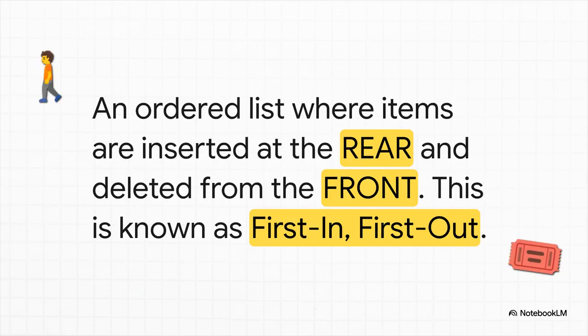Okay, so now let's completely flip that logic on its head. This time, instead of a stack of plates, think about a line at a checkout counter. The first person who gets in that line is the first person who gets to check out. This is a queue, and its principle is, you guessed it, first in, first out, or FIFO. Your printer uses this exact logic to handle print jobs. The first document you send is the first one that prints out.